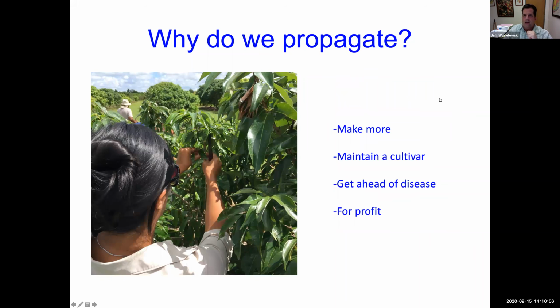So propagating, why do we propagate? Number one reason is to make more of what we have. Another good reason is to maintain a cultivar. So what does that mean?